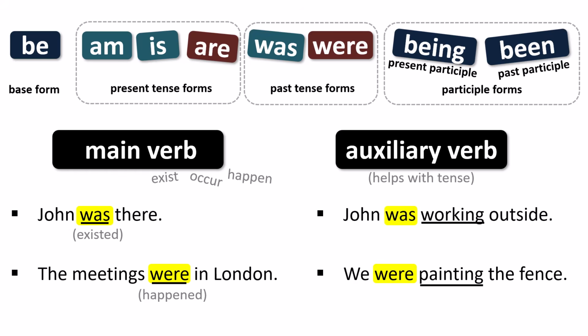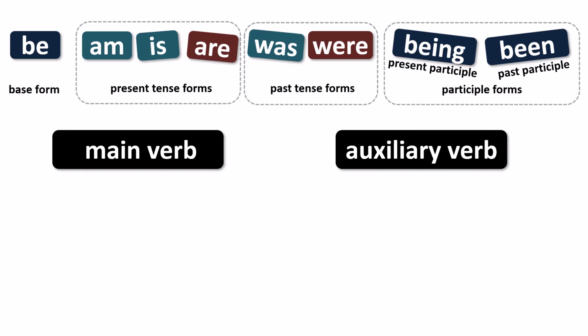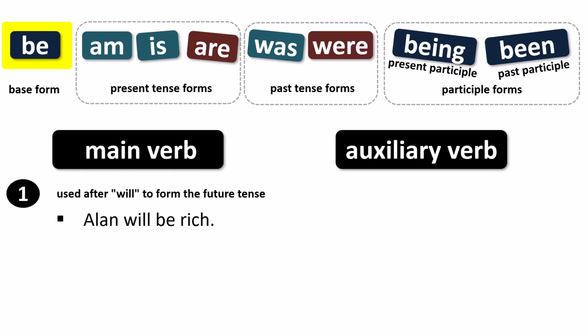The verb to be as an auxiliary verb helps with tense. Okay, what we're going to do now is go through each of these, giving the main uses of each one. So let's start with the base form. There are three main uses of be as a main verb. Number one, be is used after will to form the future tense. For example, Alan will be rich.